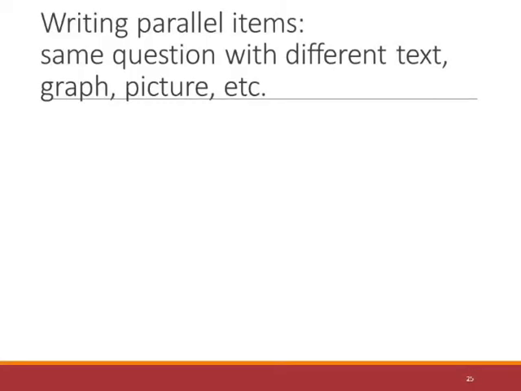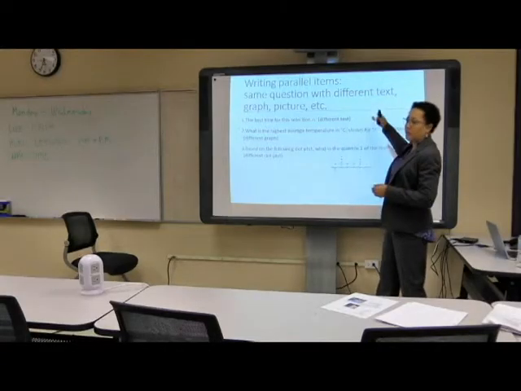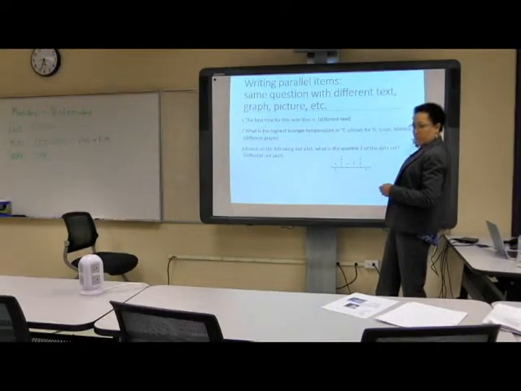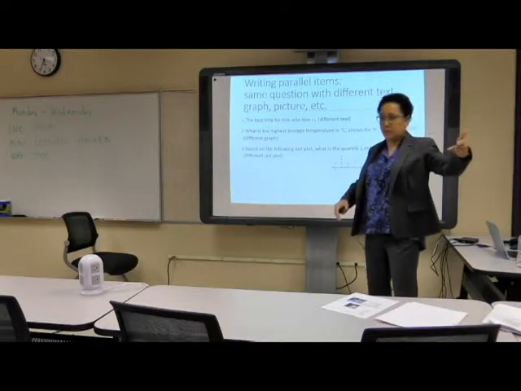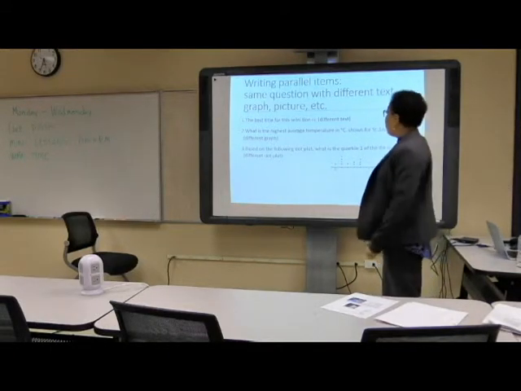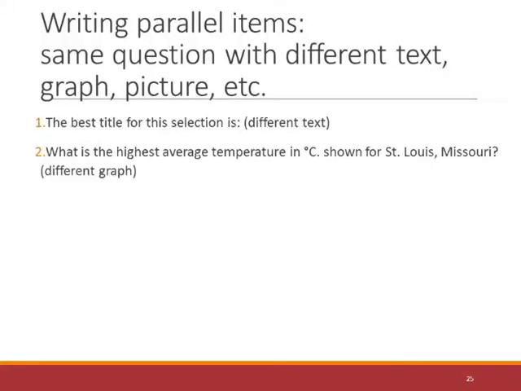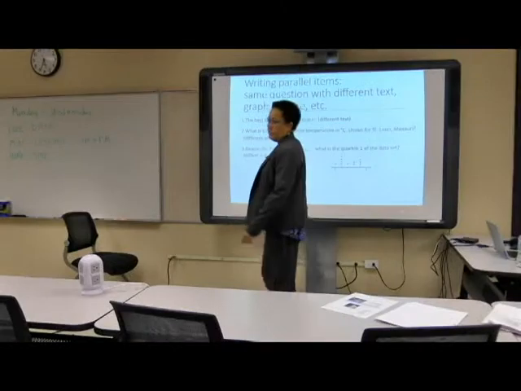Writing parallel items: same question, different text. The best title for this selection is, choose from these 4 titles here. The next one, 4 different titles, 4 more different titles, for all the assessments A, B, C, D, E. What is the highest average temperature in degrees Celsius shown for St. Louis, Missouri? Great, show a different graph.